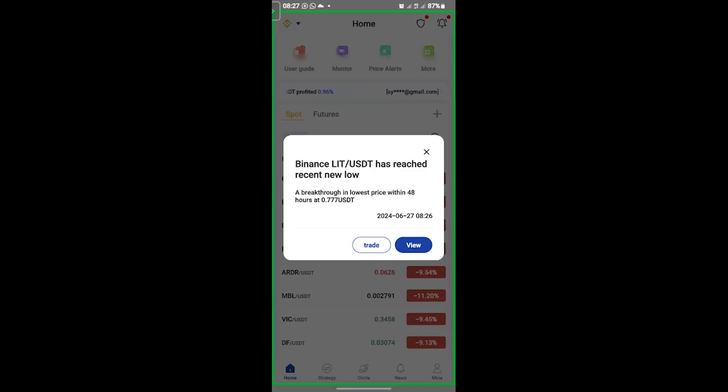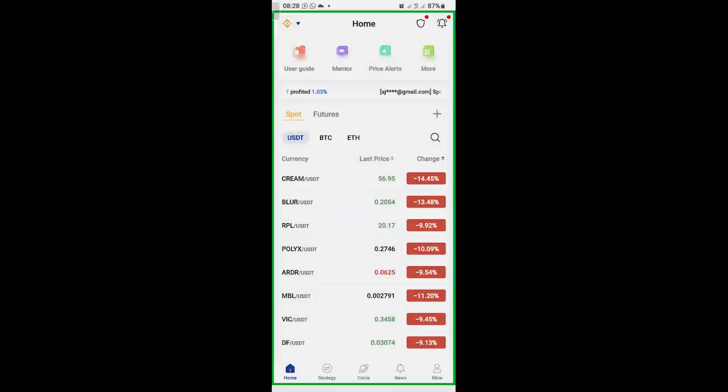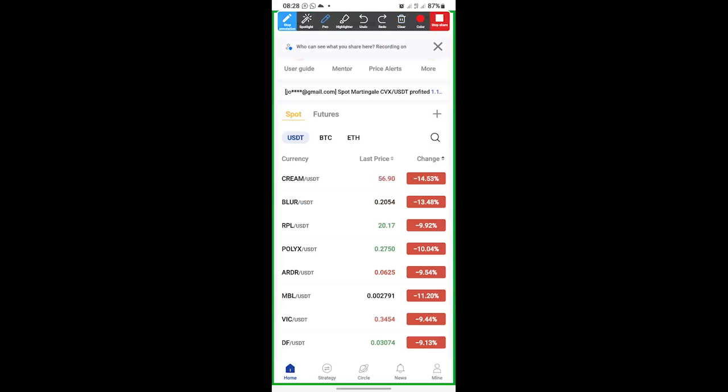A lot of money, because when they start moving up, they really move quickly, and whenever they start falling, they fall so quickly. So you need to be careful on them.